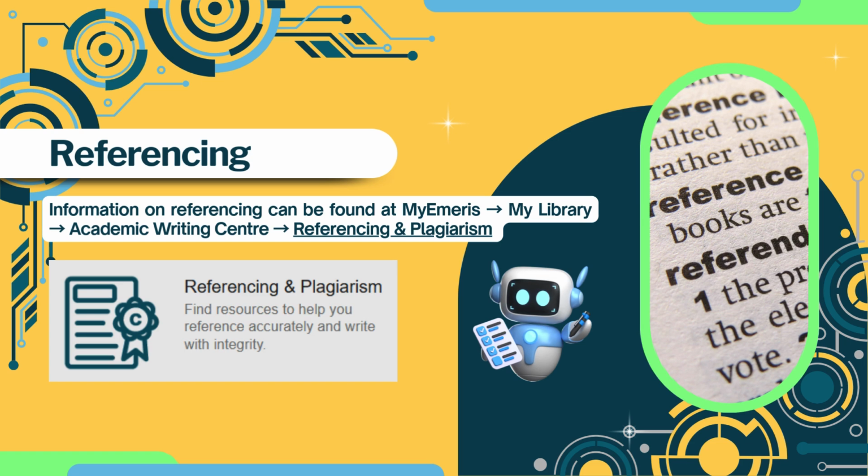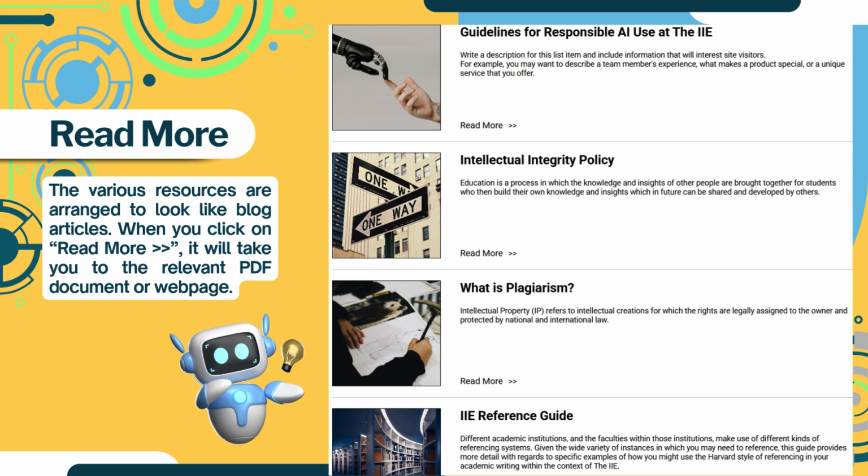Information on referencing can be found on the MyEmaris student portal. Select My Library, scroll down to the Academic Writing Center block, and then click on the Referencing and Plagiarism icon. The various resources are arranged to look like blog articles. When you click on Read More, it will take you to the relevant PDF document or web page.